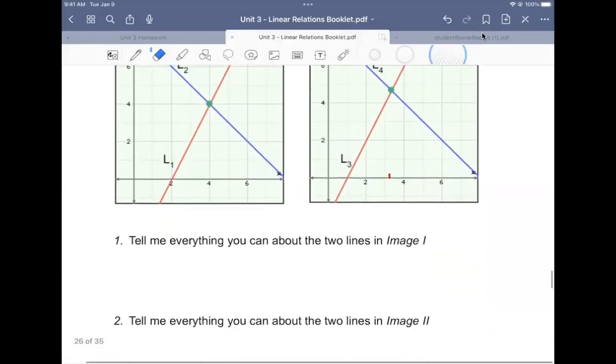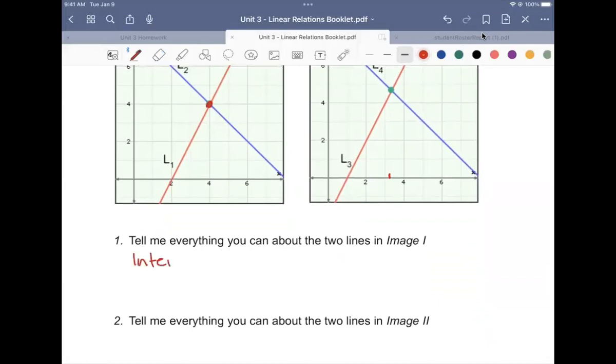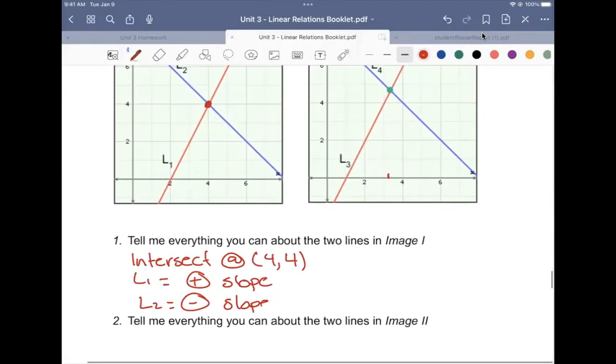So in image 1, I can see that they intersect right here, at the ordered pair (4, 4). Line 1 has a positive slope, and line 2 has a negative slope.